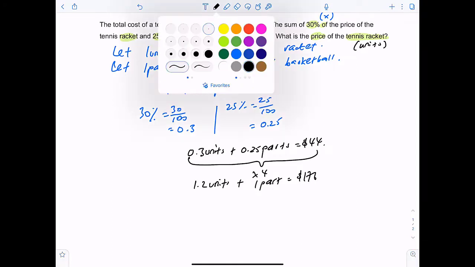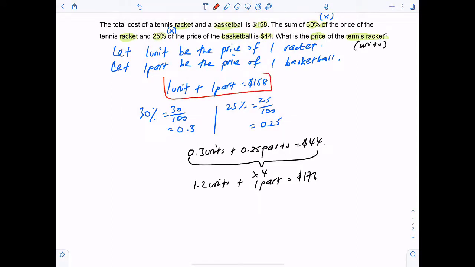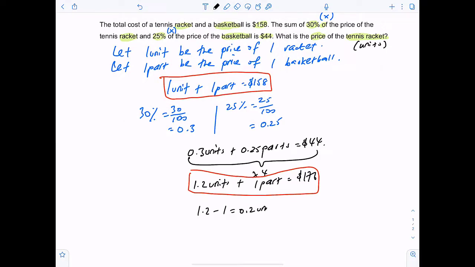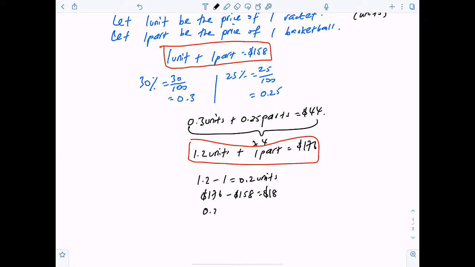So as you can see in these two equations now, the parts are the same over here and in the new equation we just developed. The parts are exactly the same, and the only difference is in terms of the units. In fact, the difference in the units is 1.2 minus 1, that is 0.2 units, which is equal to the difference in the value as well. 176 minus 158 is $18.